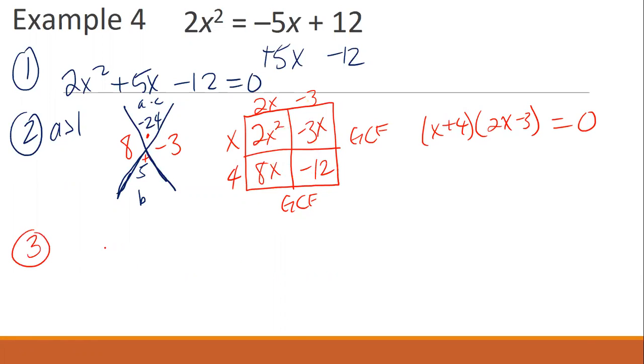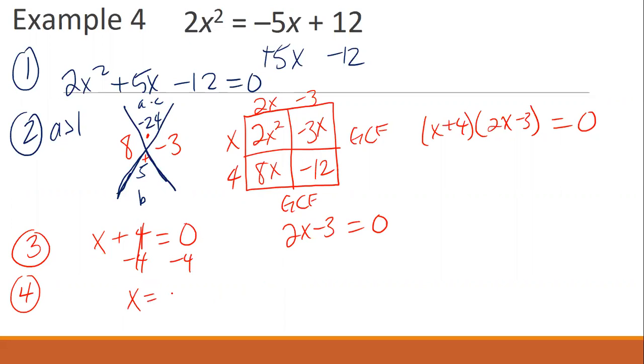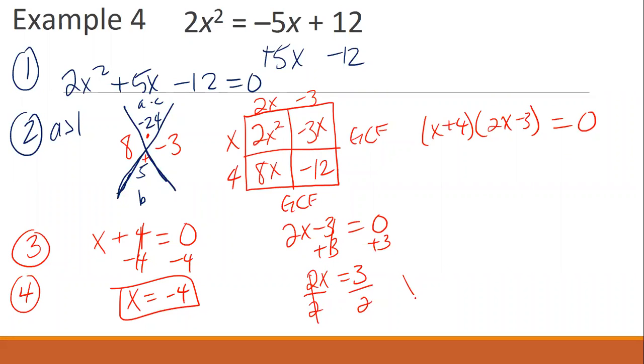Then you set each factor equal to 0. So you have x plus 4 equals 0, and then you have 2x minus 3 equals 0. Step 4 is to solve for x. So how do you solve for x? Minus 4. Perfect. x equals -4. Good job. And then on the other one, how do I solve for x? Plus 3. And that leaves us with 2x equals 3. Divide that by 2, we can get x equals 3/2. Good job.